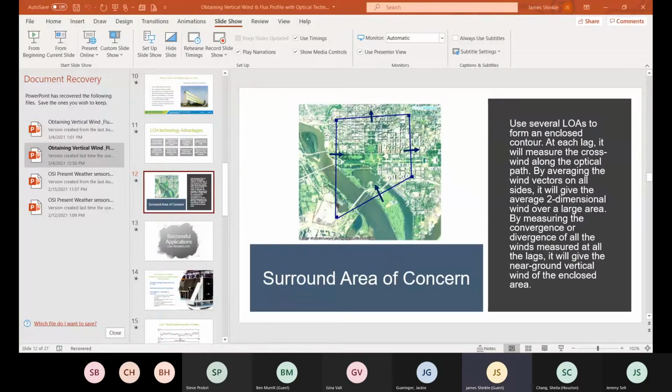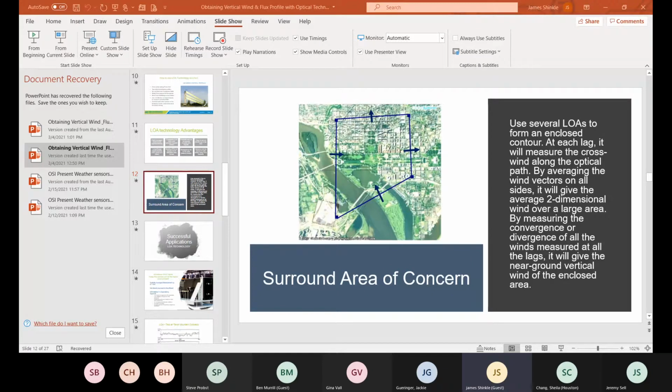Great. Okay. So what I'll do is I'm going to go over where LOA came from and how you can use it along the fence line. There's a couple of different ways that you can set it up. So we'll just jump right into it. We're calling it Understanding the Fence Line Using Large Area Two-Dimensional Wind Measurements with LOA Technology.